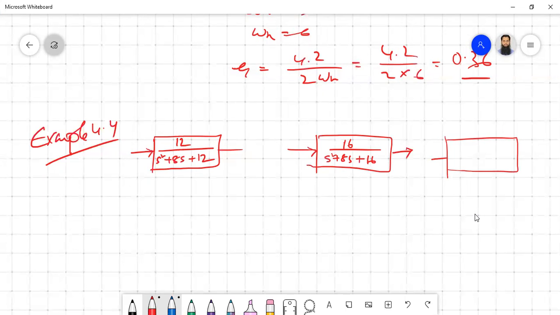What we're changing? We're changing only the natural frequency here. The problem is changing only the natural frequency, that is omega n. So the zeta value accordingly will be changing. Okay, so let's look how it works. So you have 20 divided by s square plus 8s plus 20.